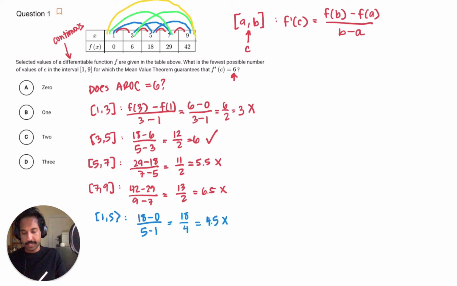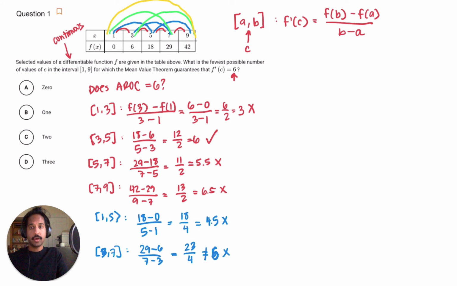The next one we're going to test is from 5 to 7. Not 5 to 7, sorry. From 3 to 7. So that's going to be 29 minus 6 over 7 minus 3, which is 23 over 4. I know that's not going to equal 6. I think it's 5.75. It does not equal 6, is all I'm going to write. So that one doesn't work.